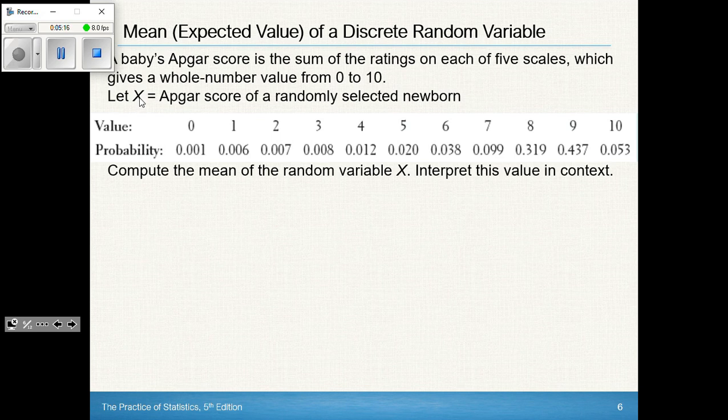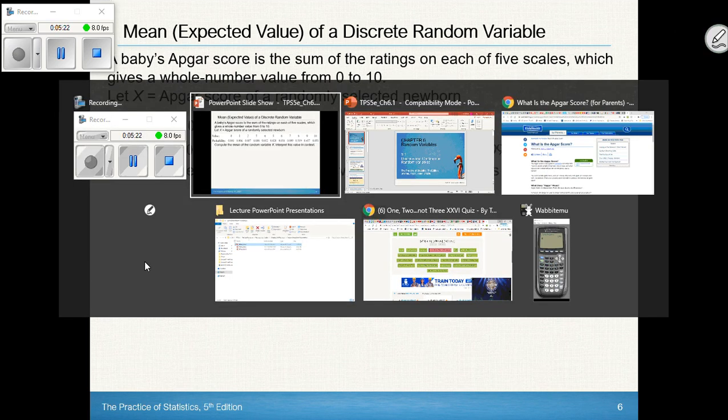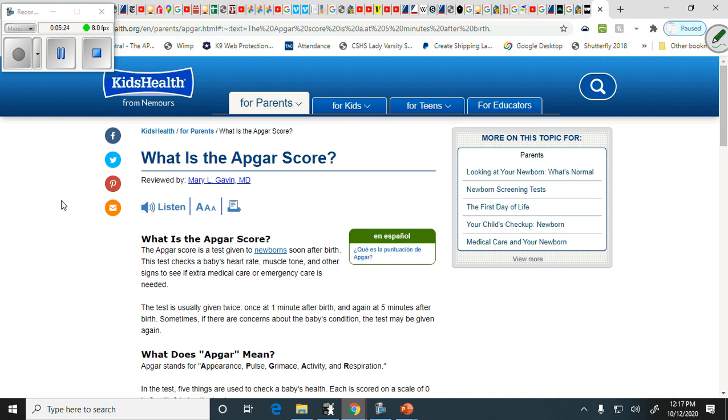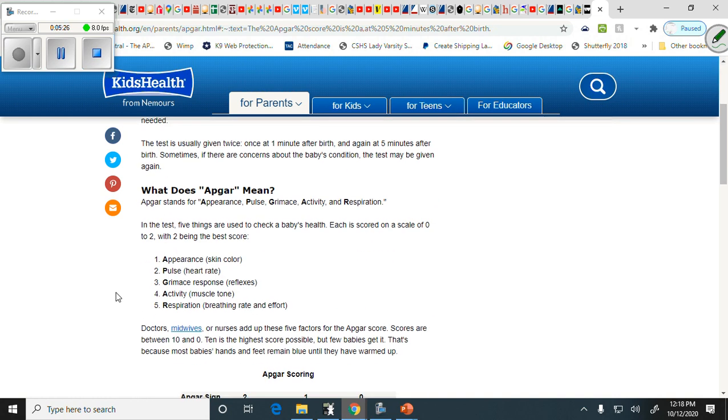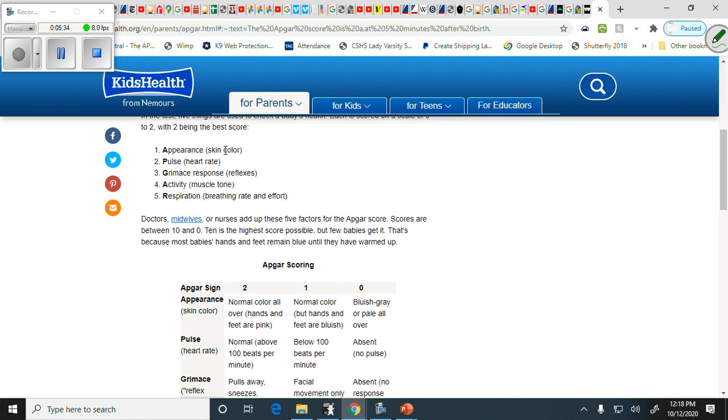Now, it really doesn't matter, and I think it's valuable to do problems where you don't really understand the context. But nevertheless, let's look just for a second at an APGAR score so you have a bit of understanding of what's going on here. A quick Google showed me that APGAR stands for appearance, pulse, grimace, activity, and respiration. Appearance is the color of the skin, pulse is the heart rate, grimace is the reflexes, activity is muscle tone, and respiration is the breathing rate.